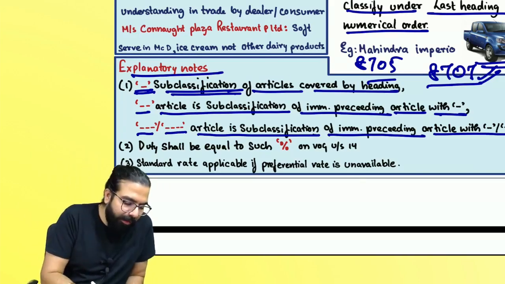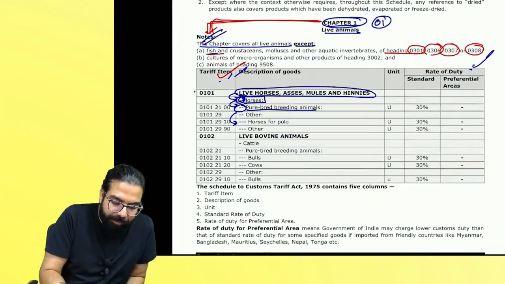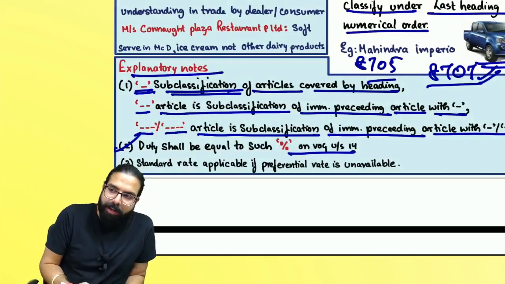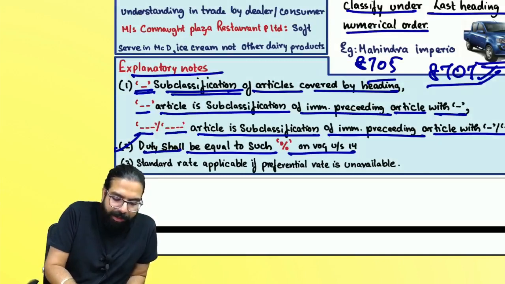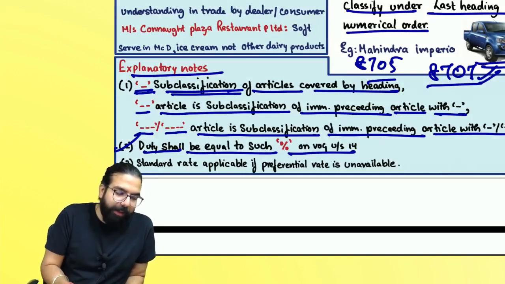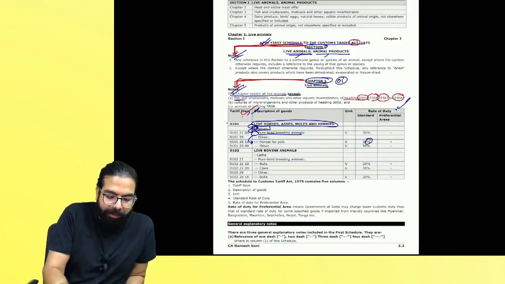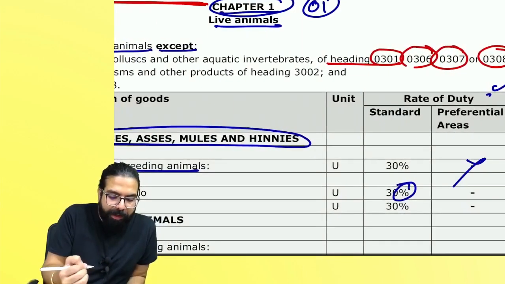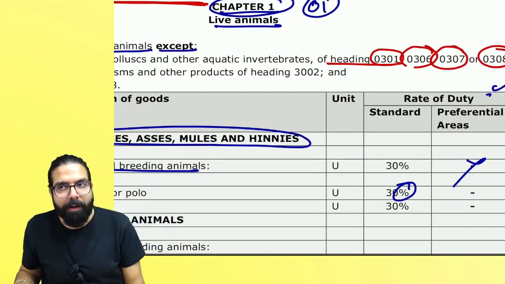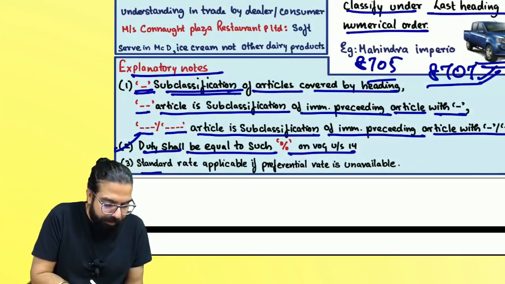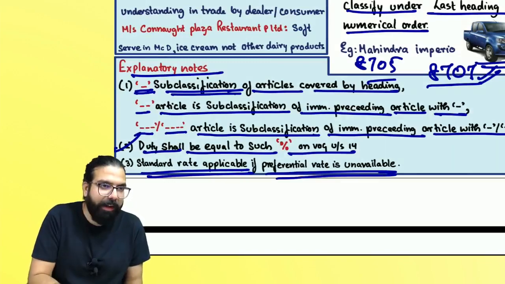The next one over here is when they say percentage. What do you mean by percentage over here? Percentage of what? Percentage of the value of the goods under section number 14. Duty shall be levied at such percentage on the value of the goods under section number 14. Sir, if the Customs Tariff Act has no preferential rate, does it mean duty will not come on my article? No, you have to apply duty at the standard rate applicable if the preferential rate is unavailable.